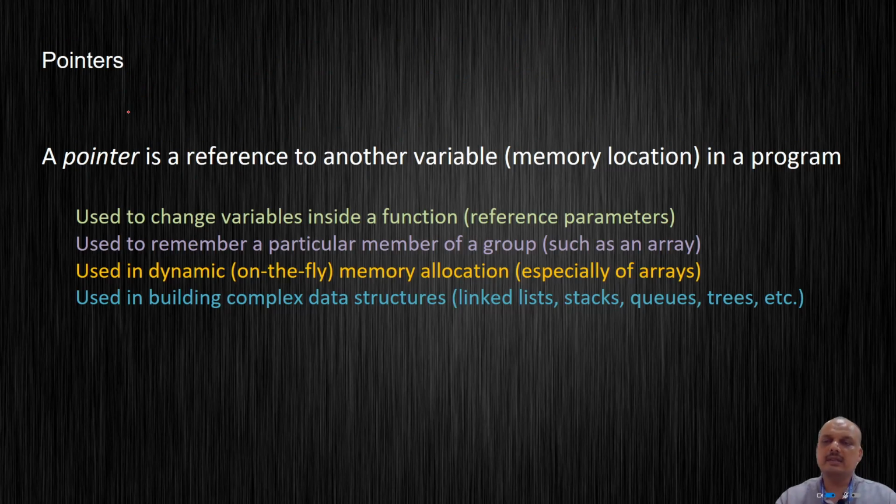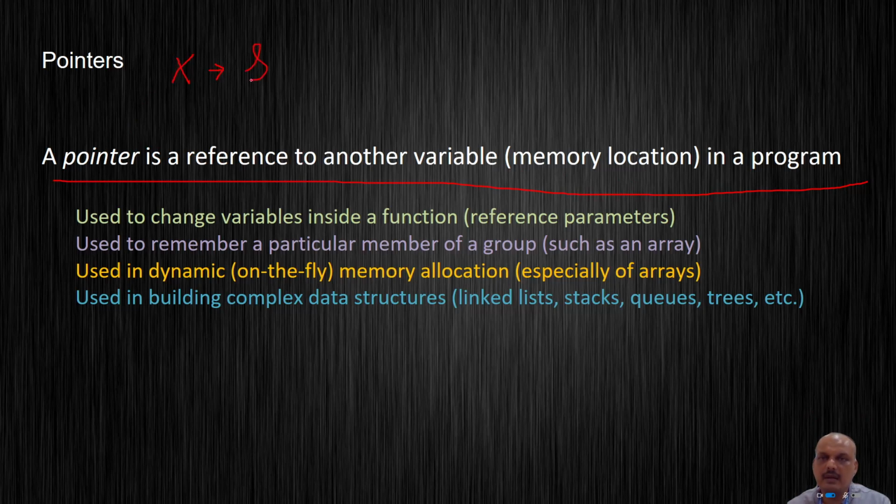So that's all about arrays. Let's look into another concept called pointers. Now what is a pointer? A pointer is basically a variable which is used to store the address of another variable. So a pointer is called a reference to another variable. It's a variable like any other variable, but this pointer variable doesn't store data, it stores the address of another variable which has data in it.